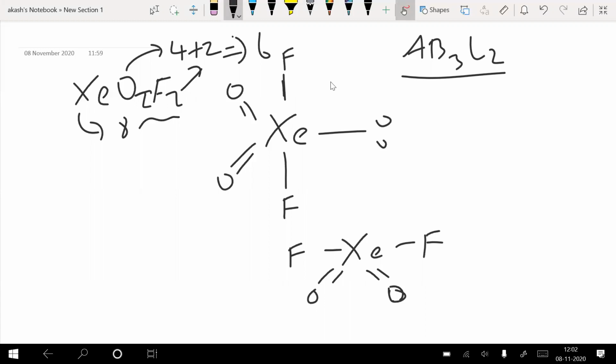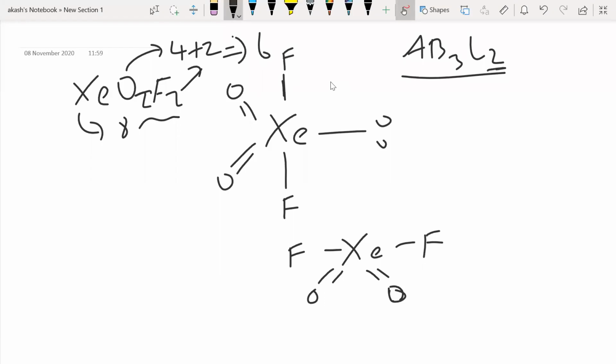So AB3L2. Again, we'll try to put the geometry first. The bent rule still stays. Now remember there are 3 equatorial positions, so in this case 2 of the equatorial positions are going to get occupied by lone pairs. So you have 3 bonding atoms, 1 lone pair, 2nd lone pair, and the 3 bonding atoms. There is no other choice. You have to put it in here. Right, so now this is the geometry.